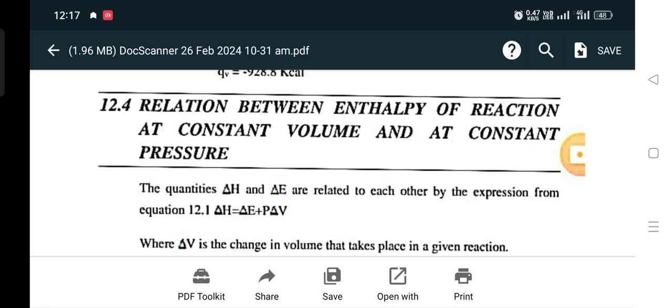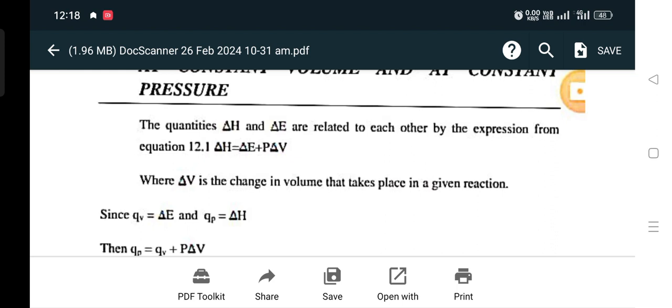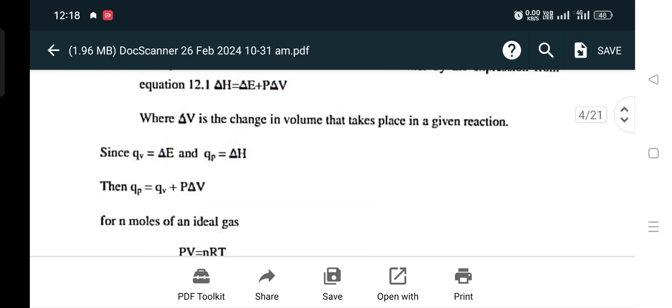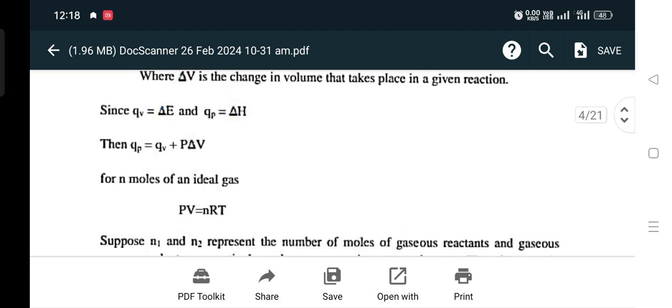The quantities del H and del E are related to each other by the expression from equation 12.1: del H is equal to del E plus P del V, where del V is the change in volume that takes place in a given reaction. Since Qv is equal to del E and Qp is equal to del H, then Qp is equal to Qv plus P del V. For n mole of an ideal gas, PV is equal to nRT.